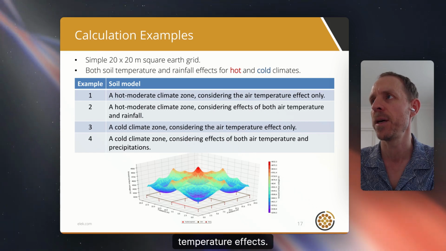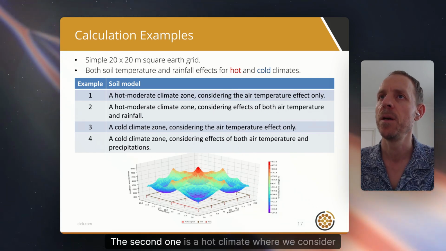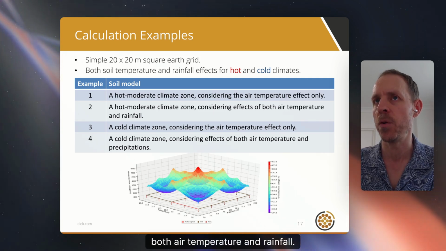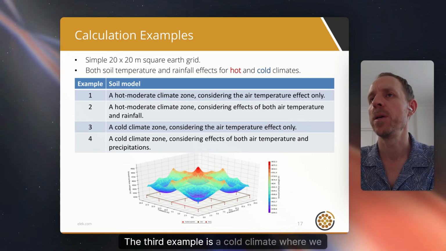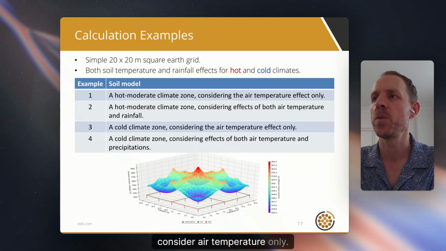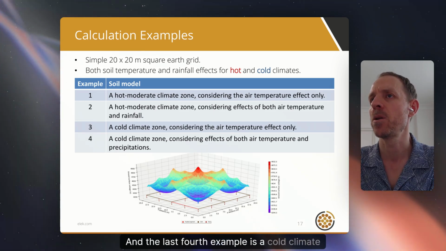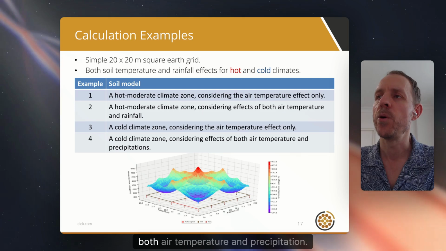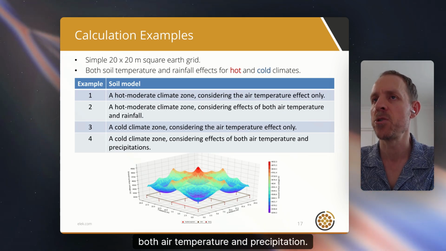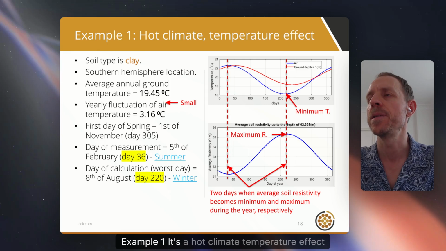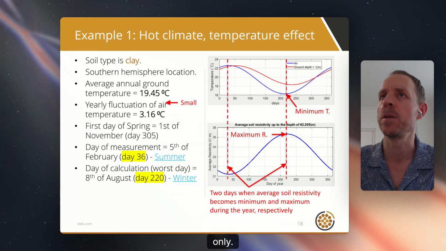So the first 2 examples are about hot climates, where the first one is where we only consider air temperature effects. The second one is a hot climate where we consider both air temperature and rainfall. The third example is a cold climate where we consider air temperature only. And the last, 4th example is a cold climate where we consider both air temperature and precipitation. So that could be rainfall and snowfall combined.